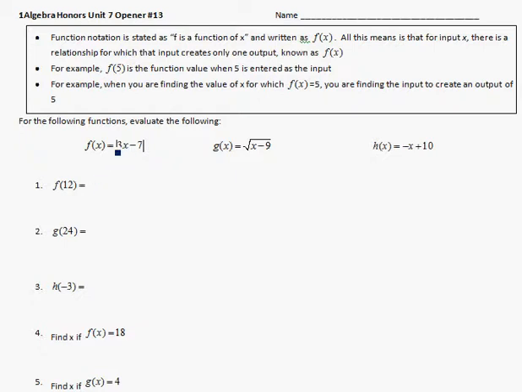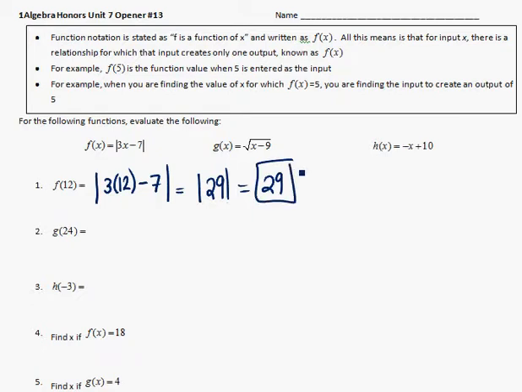So all we have to do is go to f, and in place of x, we need to substitute in 12. So what we have is the absolute value of 3 times 12 minus 7, which is the absolute value of 29, which just equals 29.